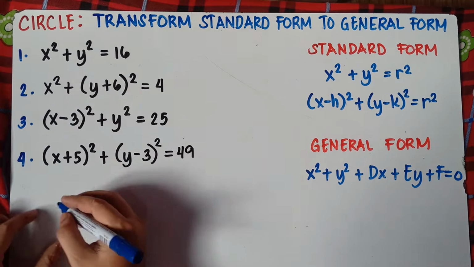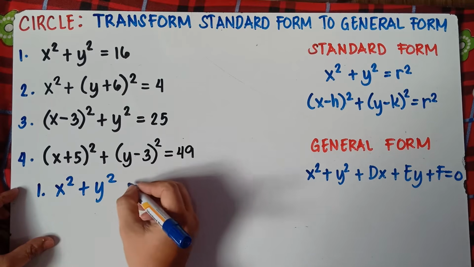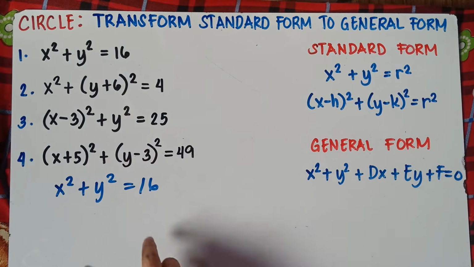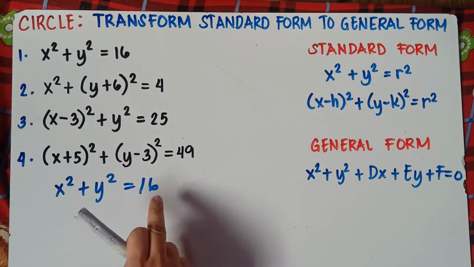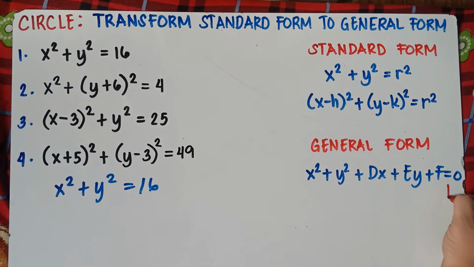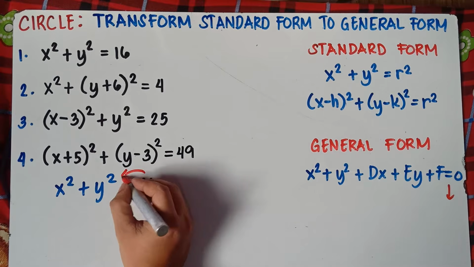So to transform number 1, let me answer number 1. We have x squared plus y squared equals 16. To transform this one, class, just very easy. Just simply transpose this 16 from right to left of the equal sign. Why is that, sir? Because in general form, class, it says equal to 0. The last part, the right side of the equal sign, should be equal to 0. Therefore, we just simply transpose this 16 from right to left.